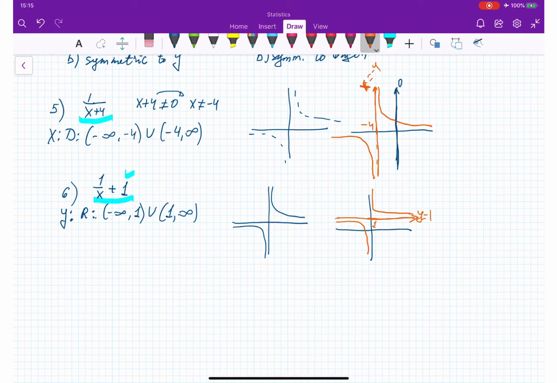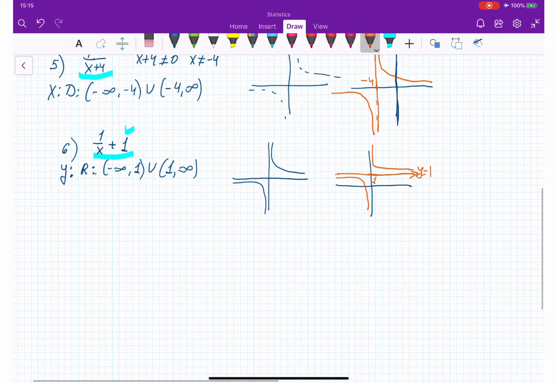Next. Question number 7. Match the rational function with appropriate description. Okay, we have rational function. Which function we call rational, by the way? The function that has x in denominator. Or fraction also. I can more generalize. Any fraction can be rational as long as there is x.